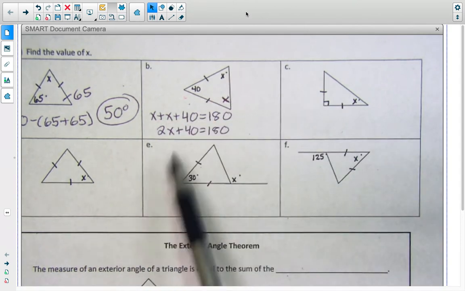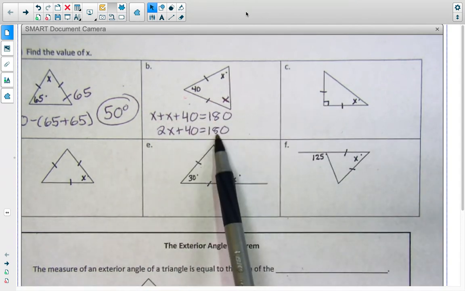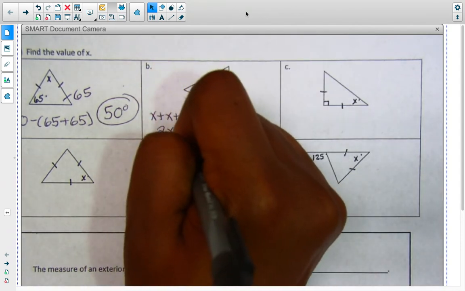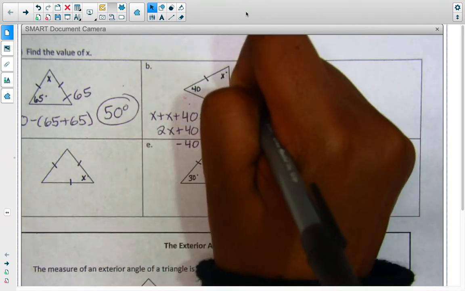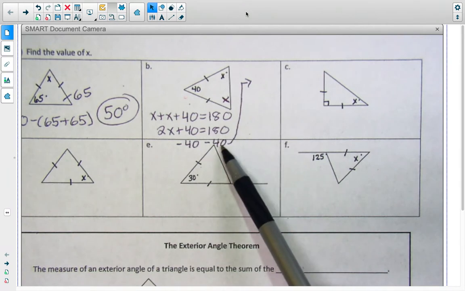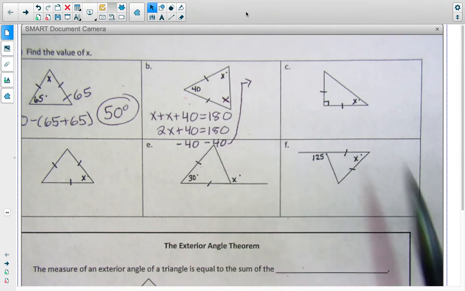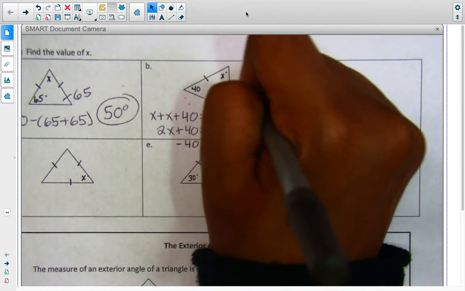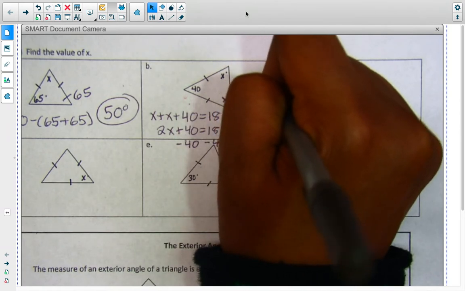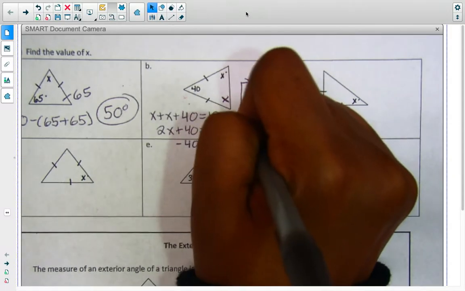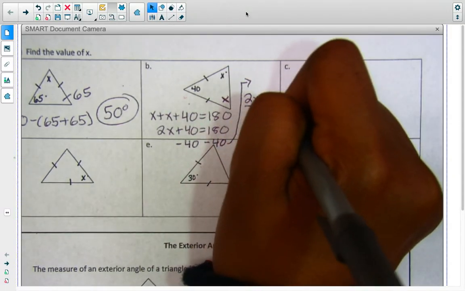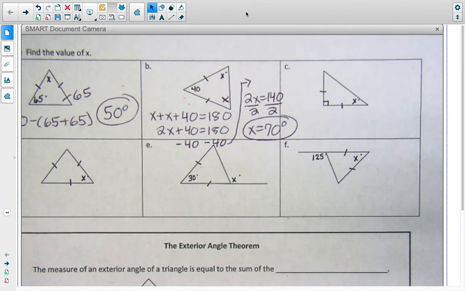Okay. The opposite of a positive 40 is to subtract 40 from both sides. And I'm going to come up here and write, okay? So 180 minus 40 is going to give me 140. So now I have 2x equals 140. Divide by 2. X equals 70. So the answer to this is 70.